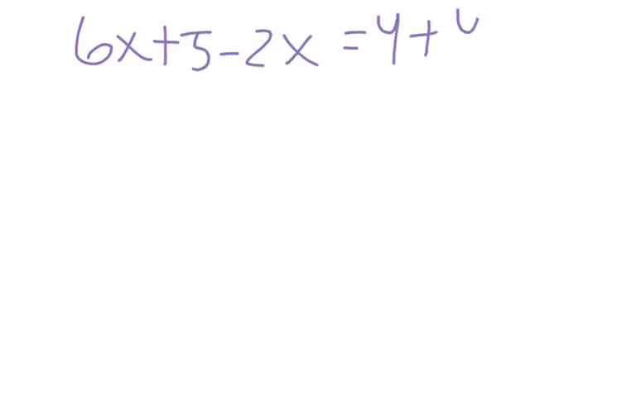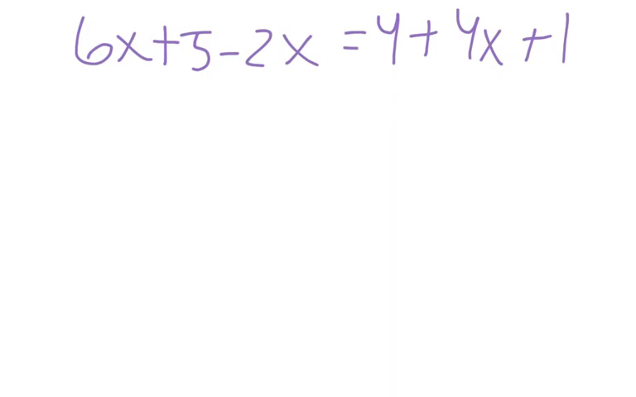Next one, let's look at 6x plus 5 minus 2x equals 4 plus 4x plus 1. Step number 1, clear of fractions. Good news is there are no fractions. Step number 2, simplify each side separately. So we're going to distribute, but I don't have any distribution, so I'm good there.